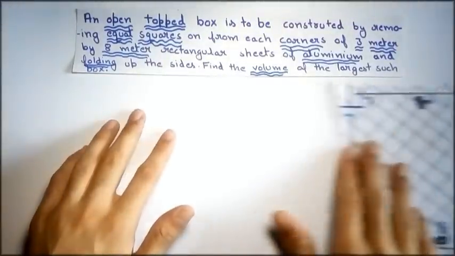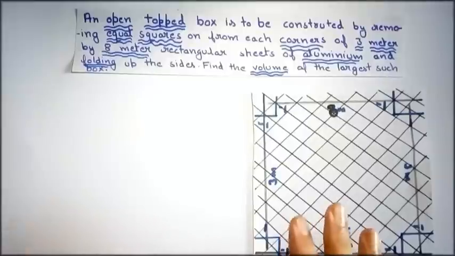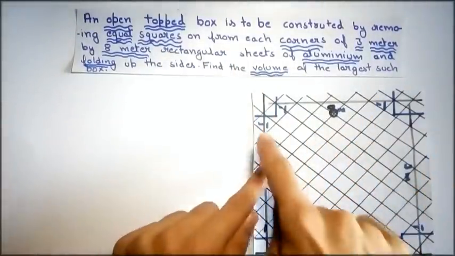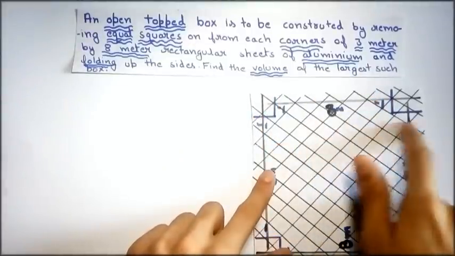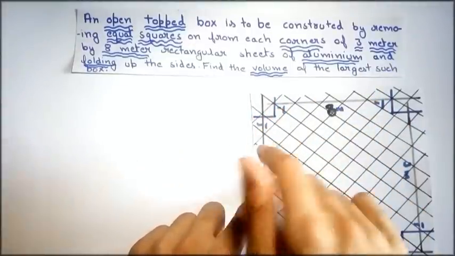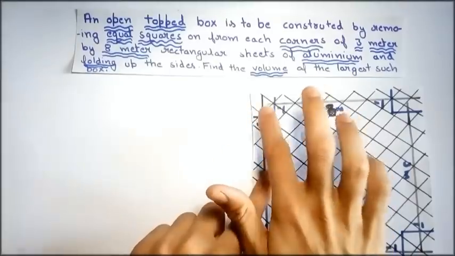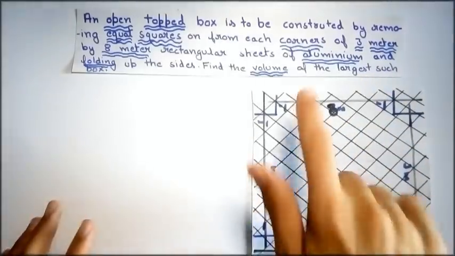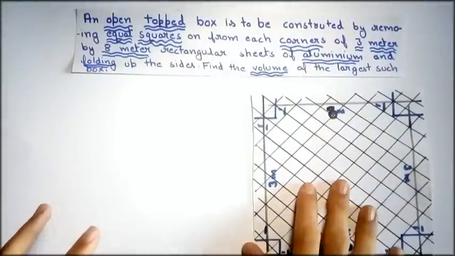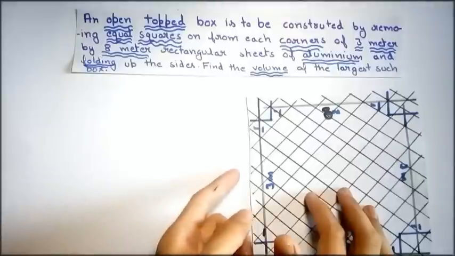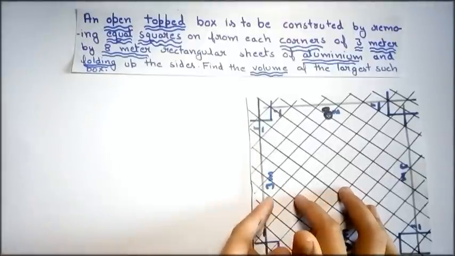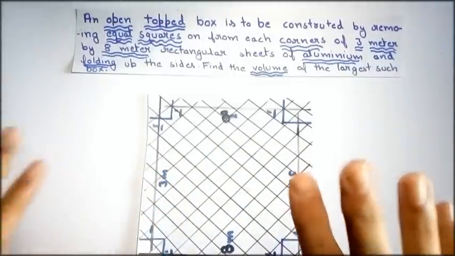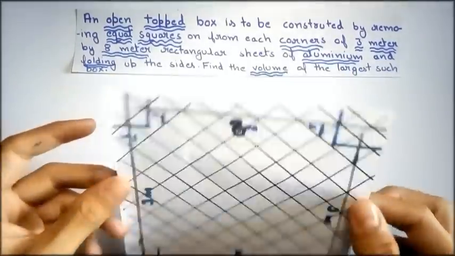So this is our first question, so let's read the question very carefully. An open-topped box is to be constructed by removing equal squares from each corner. That means we have to remove these squares. I wrote 1 meter here to demonstrate that we cut squares out of a 3 meter by 8 meter rectangular sheet of aluminium, but basically this is paper, and folding up the sides, those flaps which will come, we will fold them up and create a box. Find the volume of the largest such box.